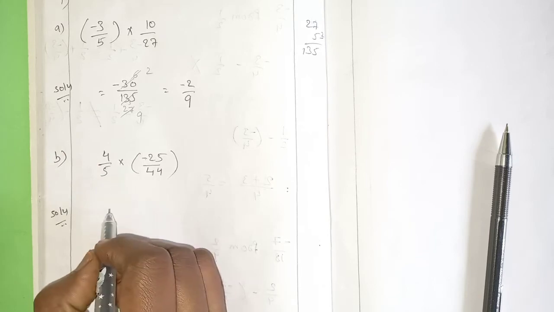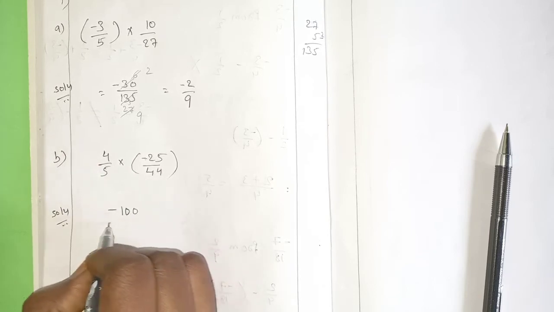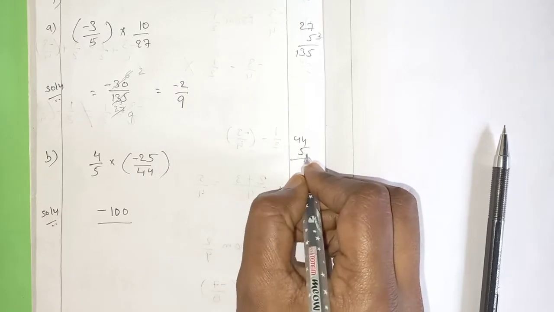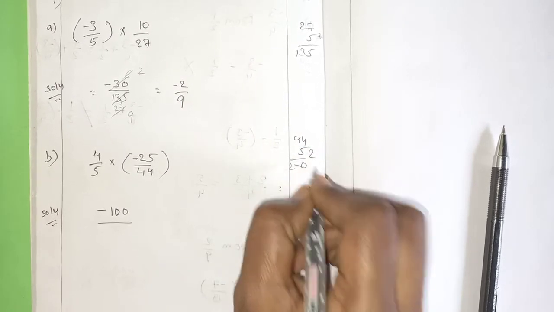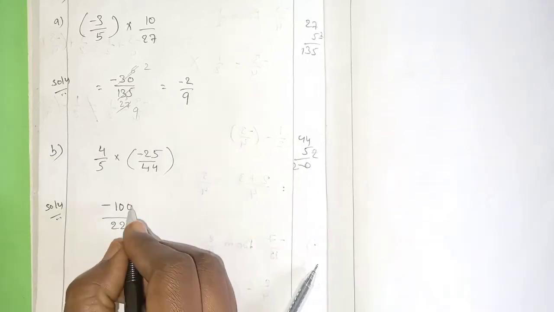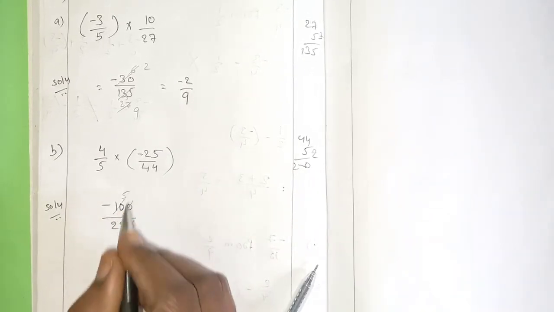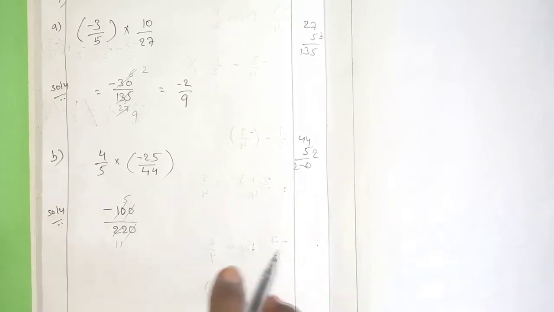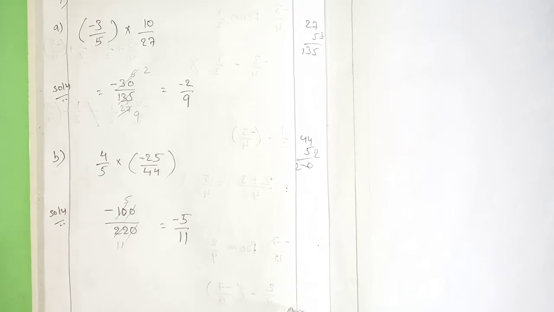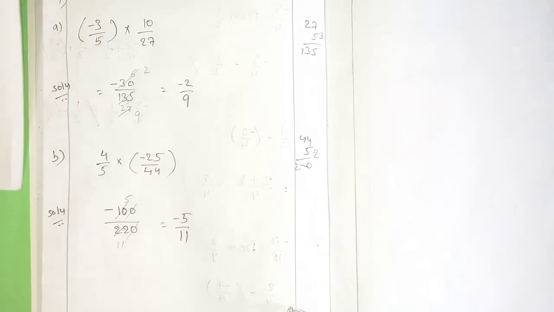Minus into plus, minus. 25 fours are 100 divided by 44 5s, 5 fours are 20, 5 fours are 20. 0 0 cancel, 2 5s, 2 11s. So the answer is minus 5 by 11. Minus 5 by 11 is the answer.